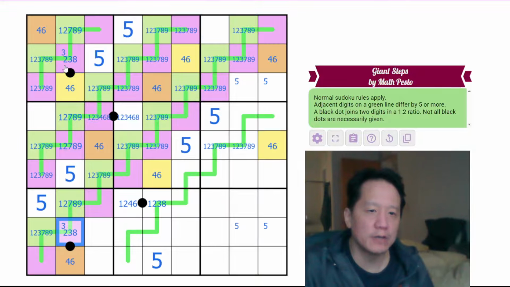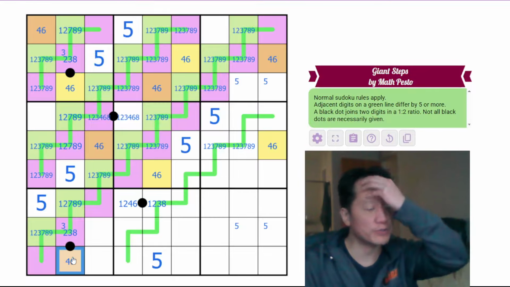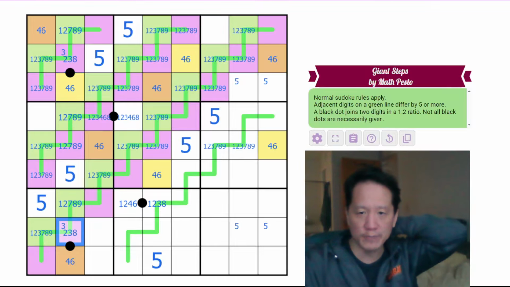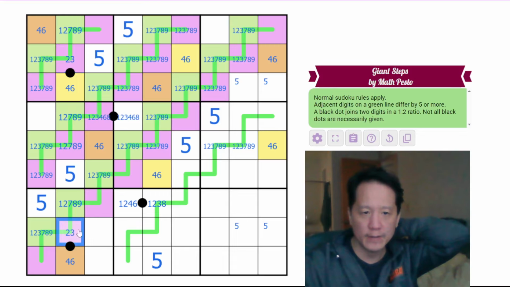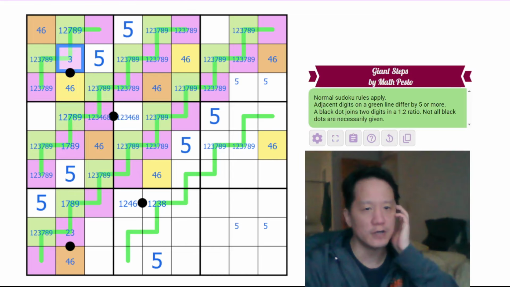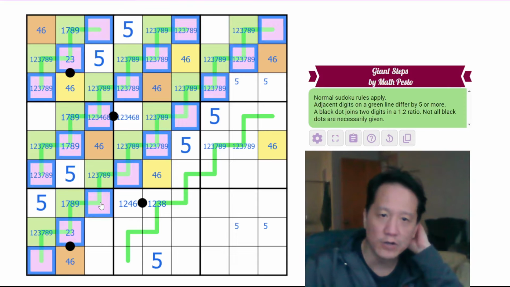Pink and pink are the same set when they are in a 1 to 2 ratio with 4 and 6. 6 is always going to be with 3, so since these are the same set, it must be 2, 3 as a pair. That eliminates 2 and 3 in the rest of the column. So this cannot be 2. This can't be 2. We know pinks are low.